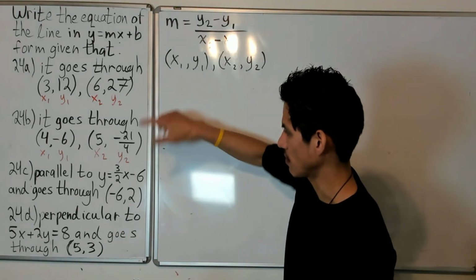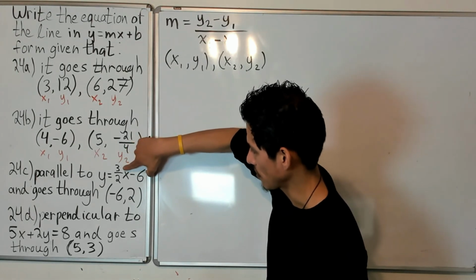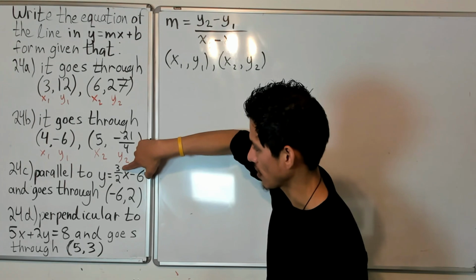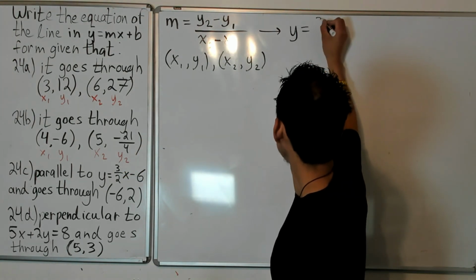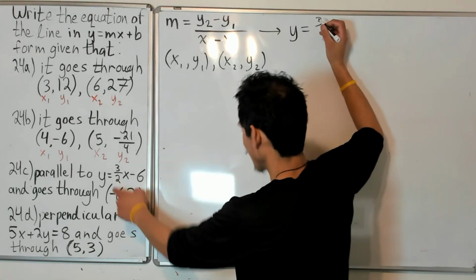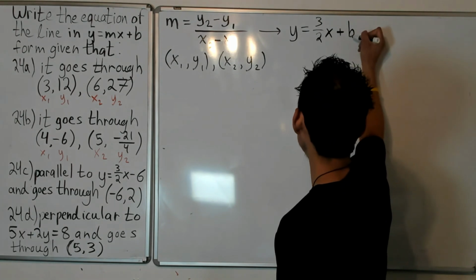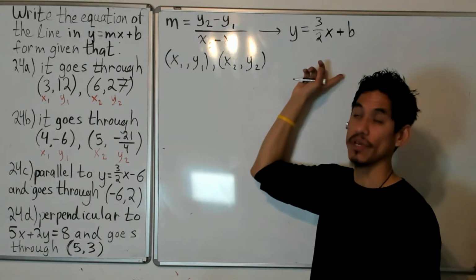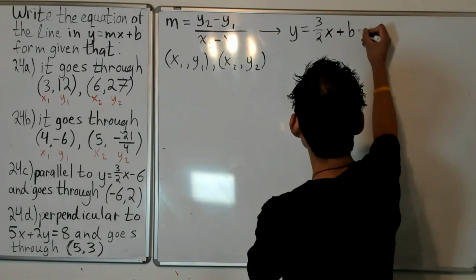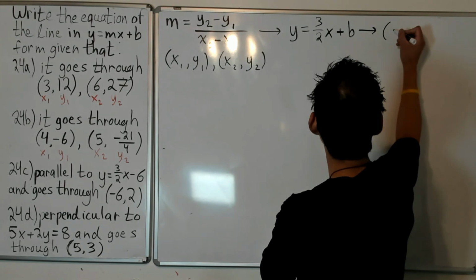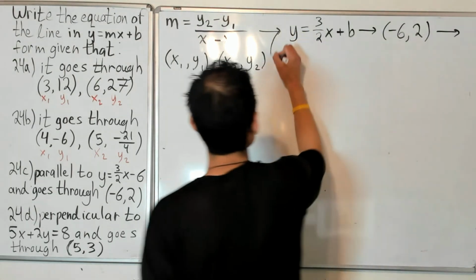So in this case, it's actually less work because if we're told that it's parallel to this line, then we know that the slope is the same. So we know the slope already is 3/4. So then we can write our line as 3/4 x plus b. So we really just have to find the value of b, the y-intercept. So we then use this point, -6, 2, to help us solve for b.